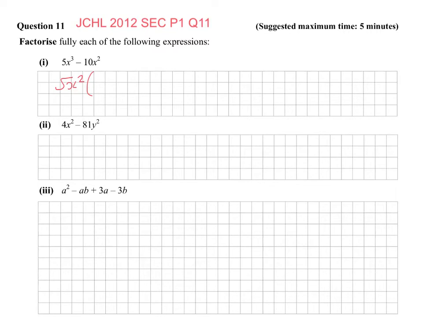And so what multiplies by 5x squared to get 5x cubed? Well, it's x. And what do we multiply by 5x squared to get minus 10x squared? Well, it's going to be minus 2, since minus 2 times 5 gives me minus 10. And that's it fully factorized. We have two terms, 5x squared and, separately, x minus 2 multiplied together, and as an expression it's the same as the original two terms.